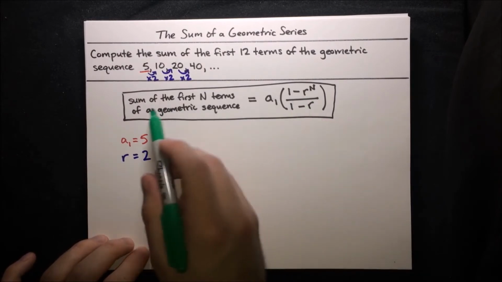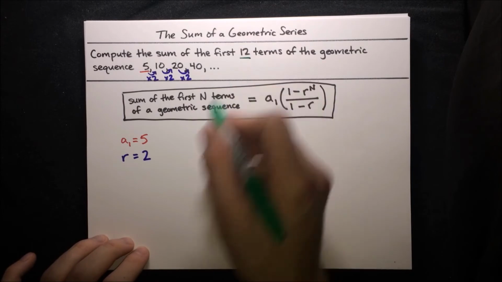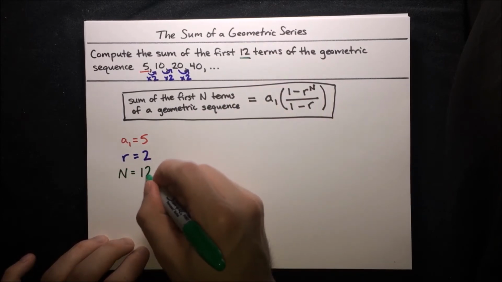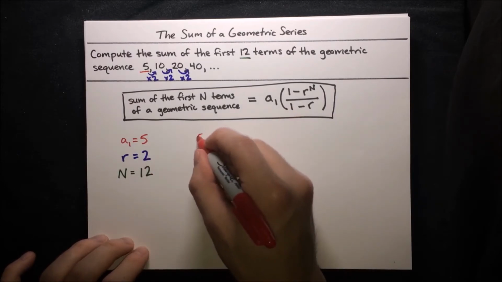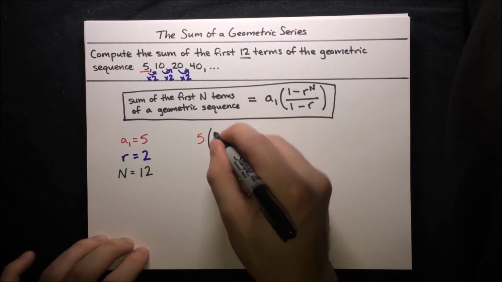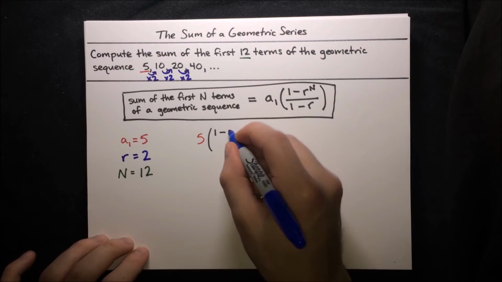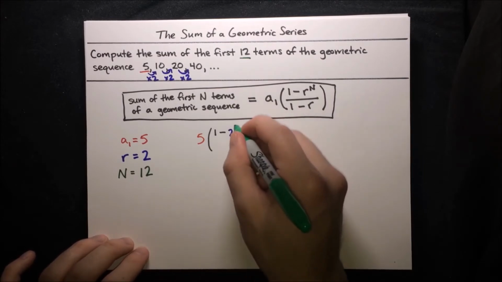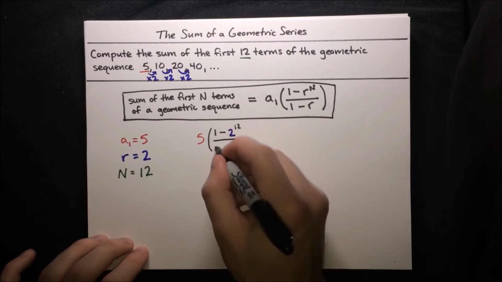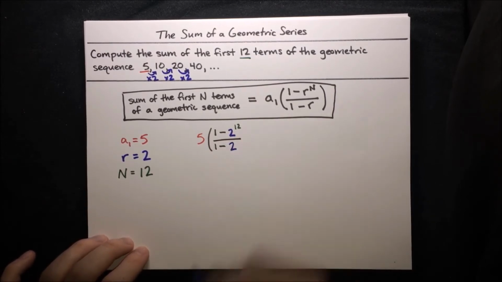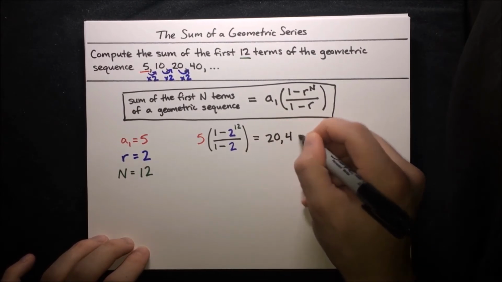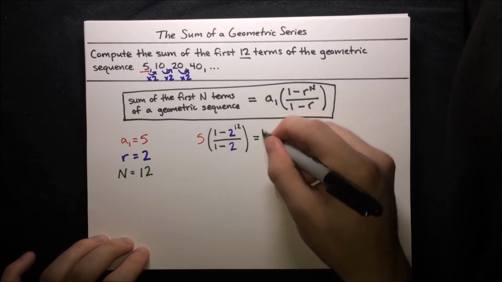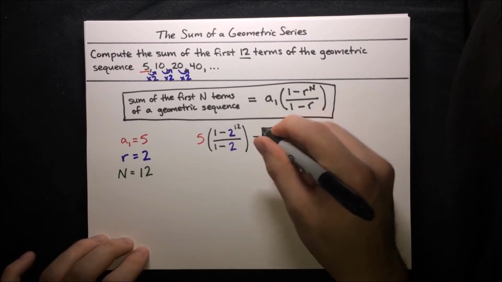And then n, that's how many terms we want to add up, and we're told that right here in the problem statement. N equals 12. We want to add up the first 12 terms. So we'll just plug this into the formula, and that'll give us the sum. A1 is 5, so 5 times the ratio 1 minus the common ratio r, which is 2, to the nth power, so to the 12th power, divided by 1 minus 2. We can just punch this all into our calculator, and the result that comes out is 20,475. So there we go. There is the sum of the first 12 terms of the geometric sequence.